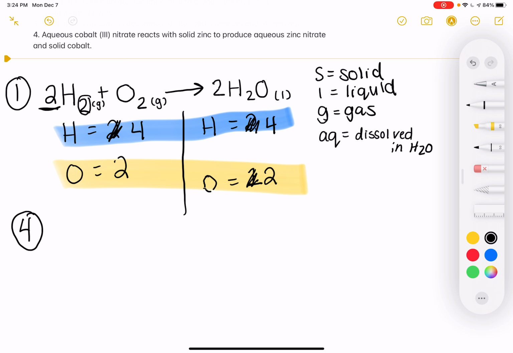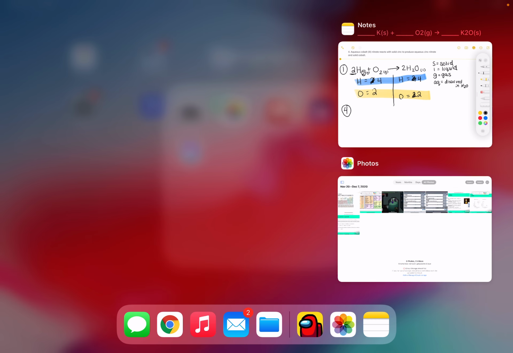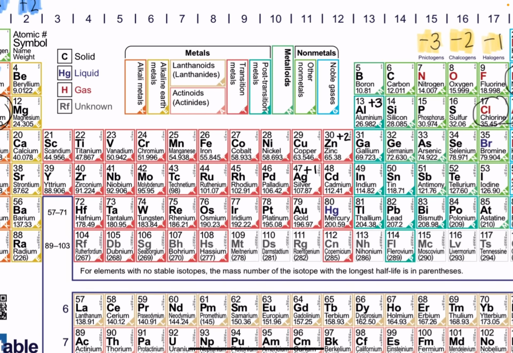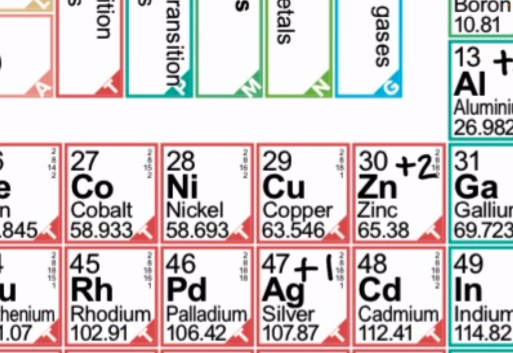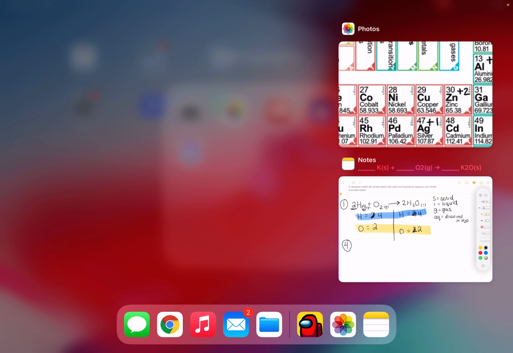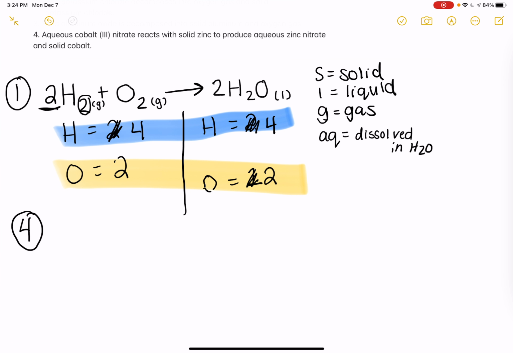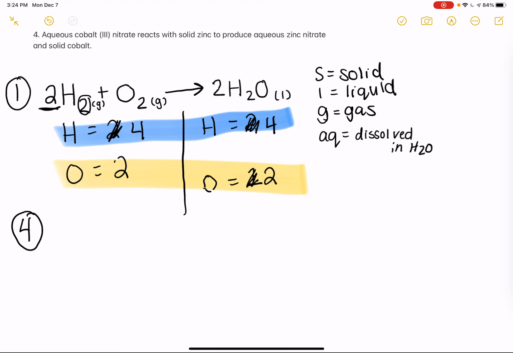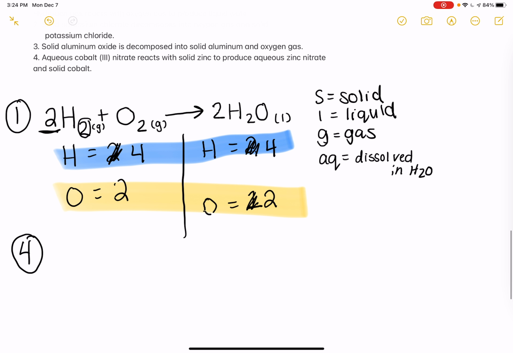All right, so let's do this one, cobalt. We got to look up on our periodic table what cobalt is. I'm gonna go back to these pictures. Cobalt is in the transition metals. It's number 27 and it's Co. Because it's in the transition metals, we don't know its charge, but we do because it tells us in the question that it's 3. See the Roman numerals there? So we're going to write Co, and then I'm going to write a +3.